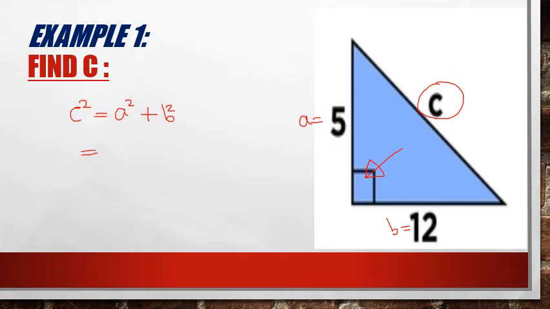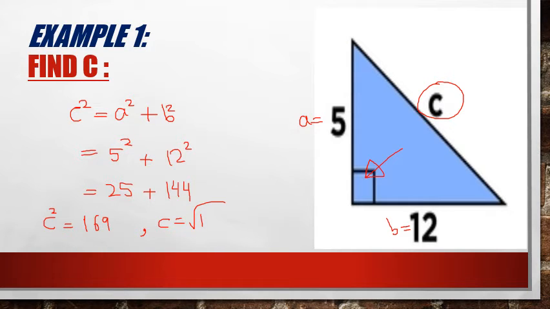So it equals 5 squared plus 12 squared. 5 squared means 5 by 5 is 25, plus 12 squared means 12 by 12, which is 144. So C squared equals 169. Now let's find C only. Take the root of 169, which equals 13. When you write root 169 on the calculator, you will find 13. This is easy. Okay, let's see another.